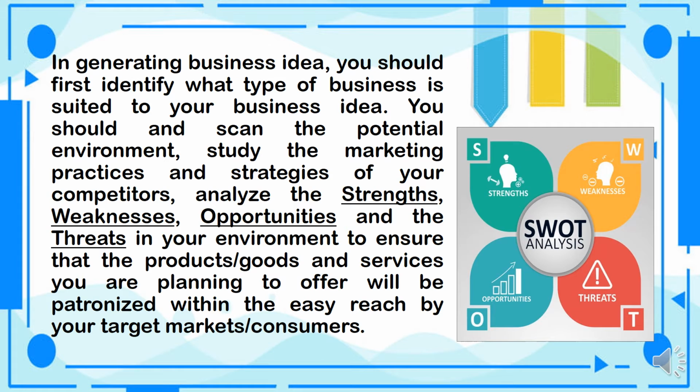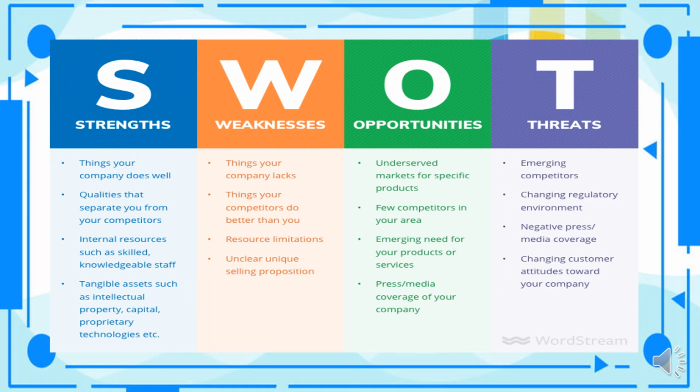So, SWOT analysis stands for strengths, weaknesses, opportunities, and threats. To understand more about it, here are a few explanations. First, we are going to discuss strengths. Strengths are the things that your company does well. These are the qualities that separate you from your competitors. The strengths are the internal resources such as skilled, knowledgeable staff, and also the tangible assets such as intellectual property, capital, proprietary technologies, etc.